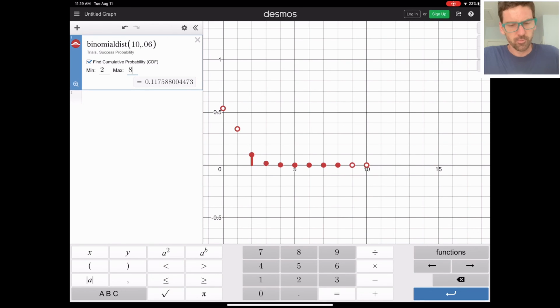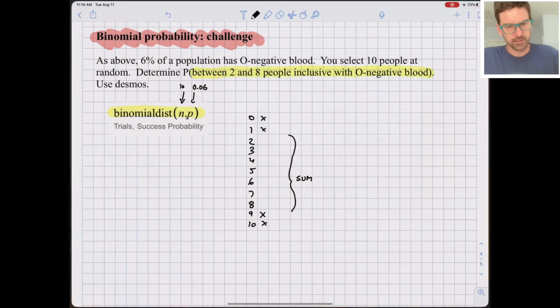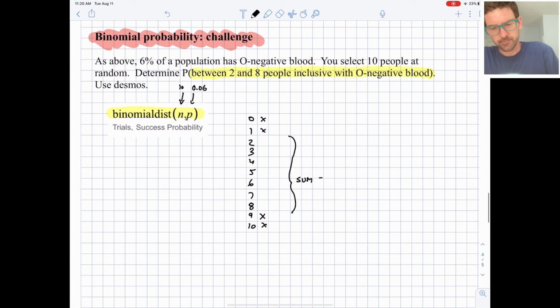So 0.1176, let's get that written down. So about a 12% chance of having anywhere between 2 and 8 people being O negative in their blood type. All right, that's a good place to stop.